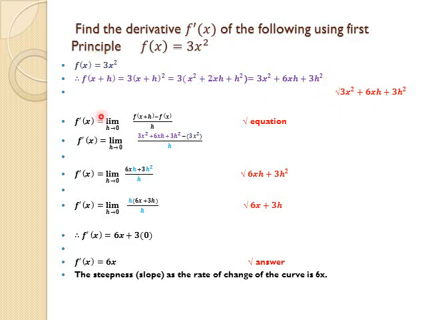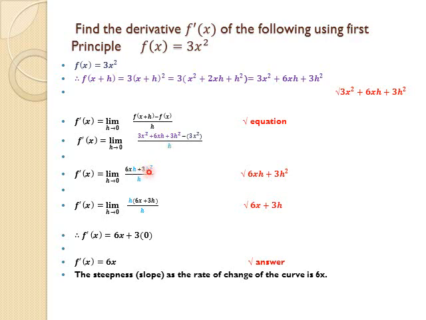Because I said first principle, I have to solve using f prime x equals the limit as h tends to 0 of f(x plus h) minus f of x, divided by h. 1 mark for the equation. Substitute in 3x squared plus 6xh plus 3h squared for f(x plus h), and for f of x minus 3x squared. As I said, whatever doesn't contain an h must cancel. So 3x squared minus 3x squared cancel, and you see I'm left with 6xh plus 3h squared over h.